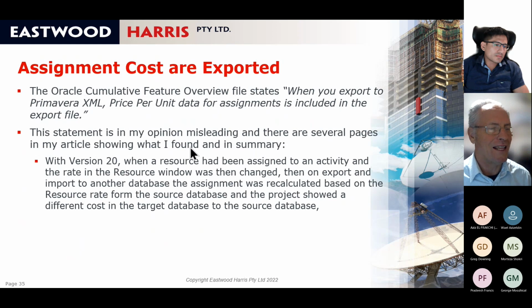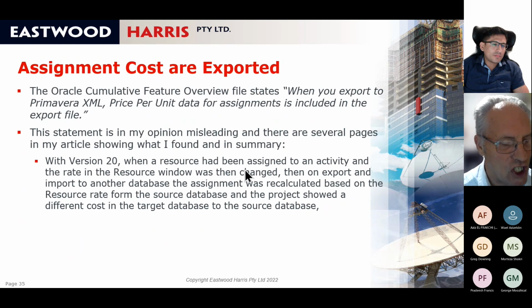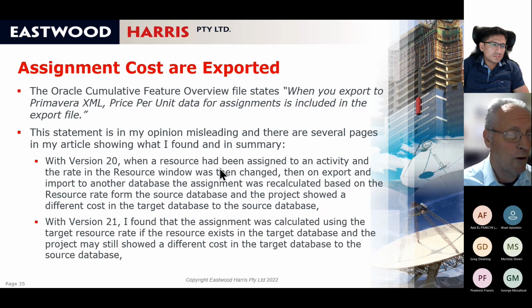There are several pages, but in summary, with version 20, when a resource had been assigned to an activity and the rate in the resource window was then changed, say you have a resource rate of $20 when you assign the resource and you change it to 40, then on export and import into another database, the assignment was recalculated based on the resource rate from the source data, and the project showed a different cost in the target database. So when you exported an XML from one database to another, you may get different costs in the target database if you've changed the resource rate. That's what happened in version 20.